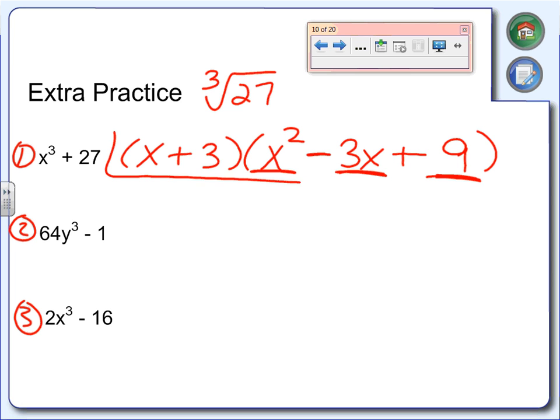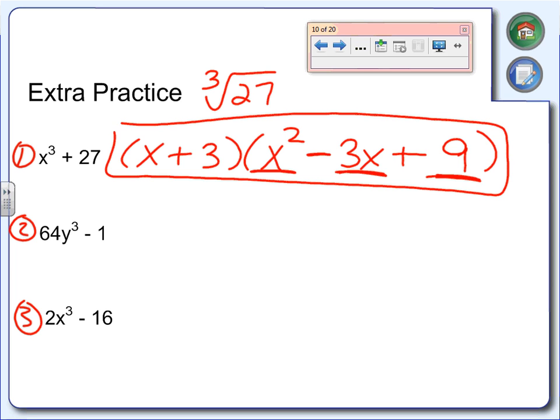If we were to multiply these together using some distributive property, the answer I get is this little bitty thing right here. These are the factors of x to the third plus 27. Call that sum of cubes.